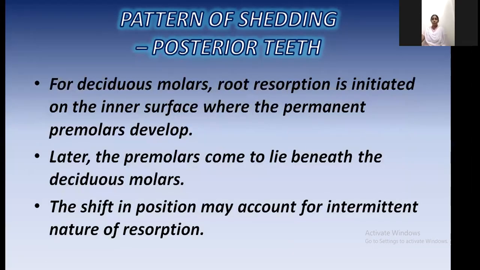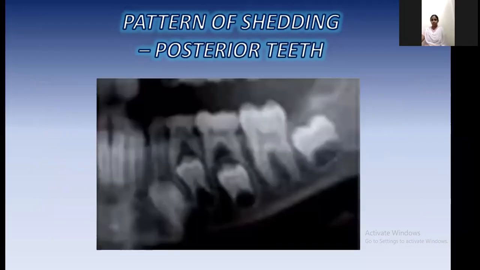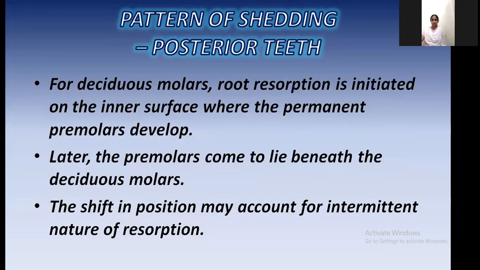Moving on to deciduous posterior tooth. For deciduous molars, resorption is initiated on the inner surface where the permanent premolars develop. You can see. Second point, later the premolars come to lie beneath the deciduous molars. Third point, the shift in position may account for intermittent nature of resorption.